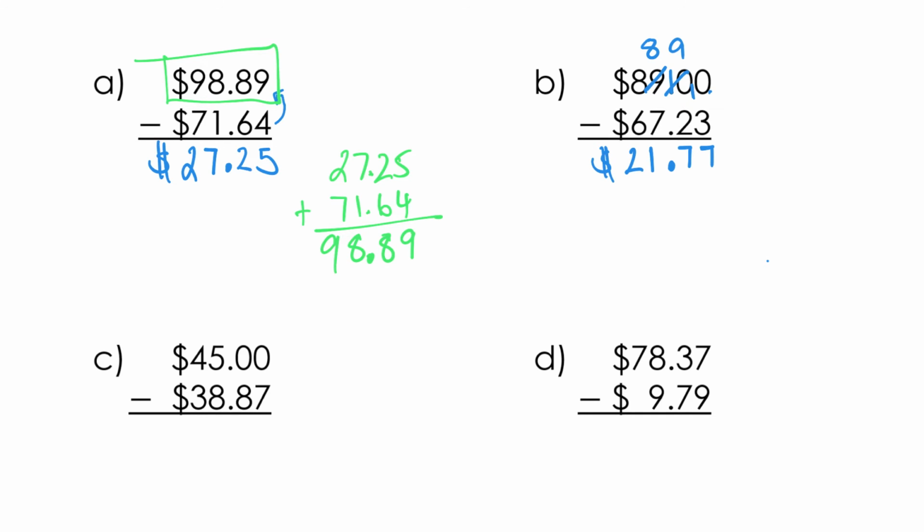So let's try reversing this by adding it. 21.77 plus 67.23. 3 plus 7 is 10. Carry the 1. 1 plus 7 is 8 plus 2 is 10. Don't forget the decimal. Carry the 1. 1 plus 1 is 2, plus 7 is 9, 2 plus 6 is 8. So there you go. You got $89 and it's the same answer.